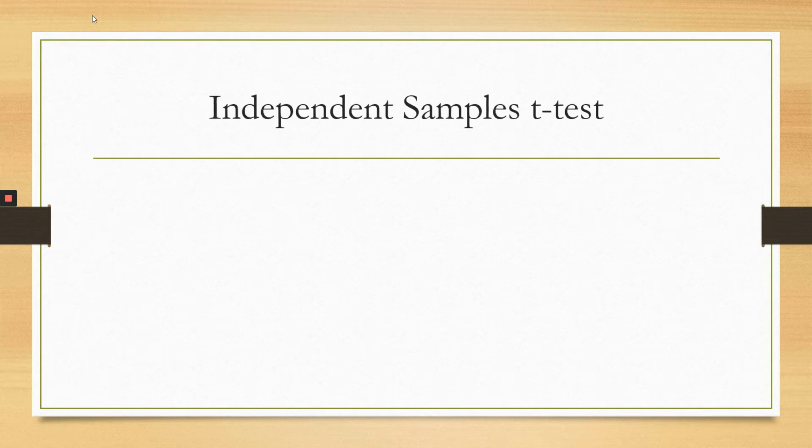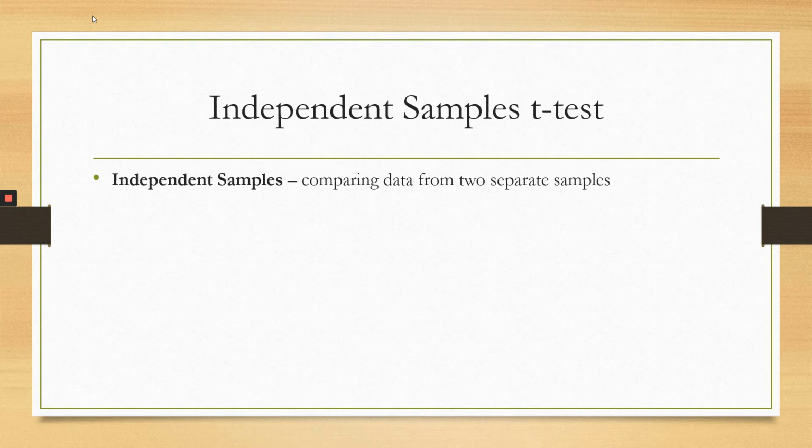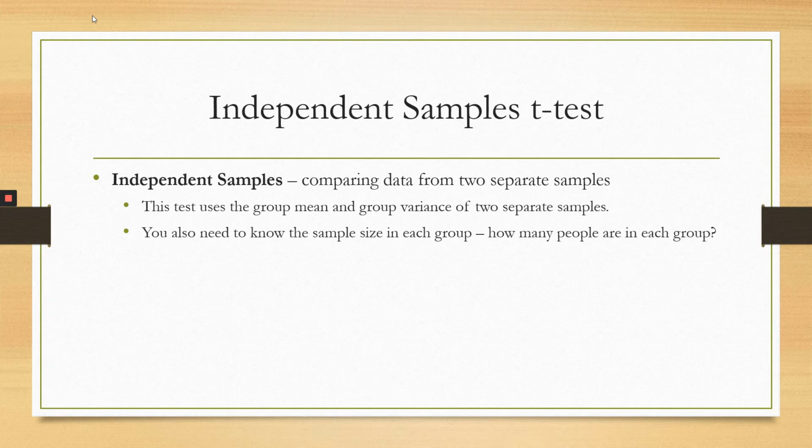I am going to ask you to deal with independent samples t-test, and we're going to see this. When we're looking at independent samples t-test, we're comparing data from two separate samples, okay? And we are taking into account the group mean and the group variance, and Excel will do that for you. Statistical software will do that for you, and takes into account the sample size, okay?